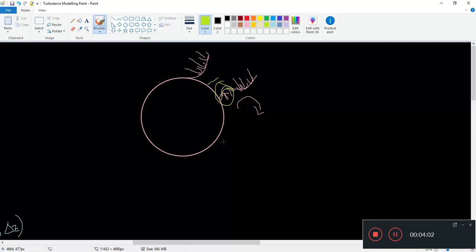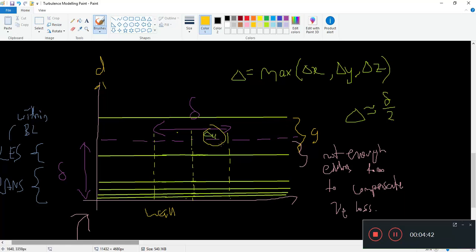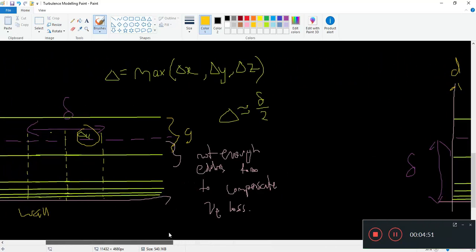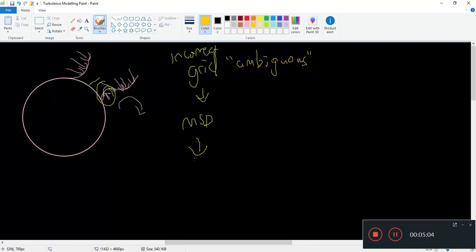Now, if this happens prematurely due to the grid, it means that the incorrect grid gives you model stress depletion, or in this case we have the paper's so-called ambiguous grid. I explained that in the last video. Why is it ambiguous? Because, as said before, the parallel distance allows LES to kick in within the boundary layer, which is not what you want. You either want LES throughout your boundary layer or RANS throughout your boundary layer. If you have RANS and LES in your boundary layer, then you have a problem with model stress depletion, and this will cause premature separation.